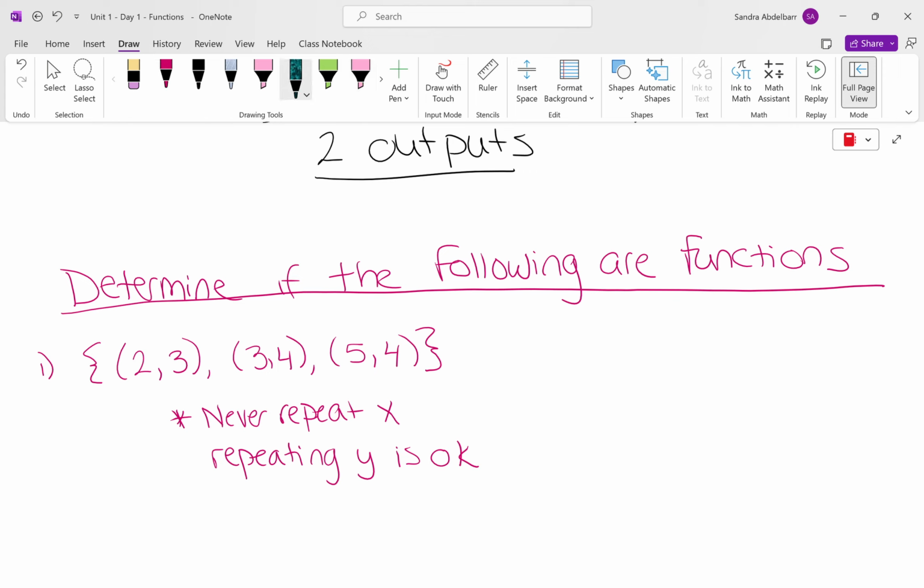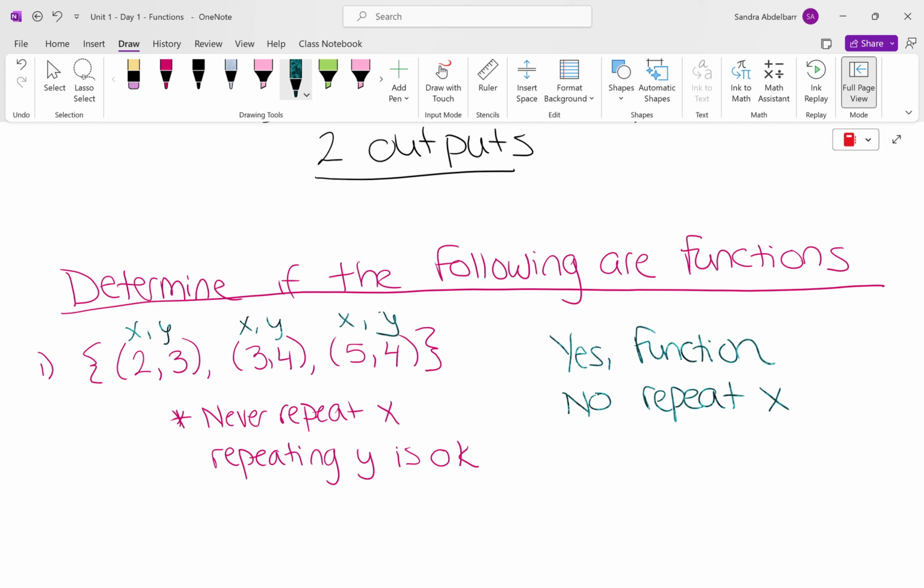All right. So remember, in every coordinate, it's an x comma y. So x, y, x, y, x, y. So all we care about is not repeating the x's. I have 2, I have 3, I have 5. Were any x's repeated? No. So is this a function? Yes, because no x's were repeated. So I'm going to write yes function, no repeat x.